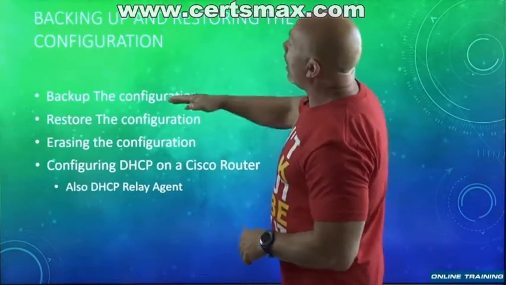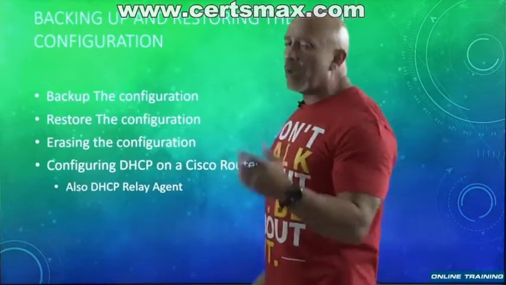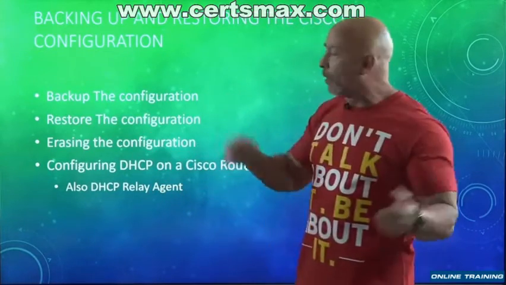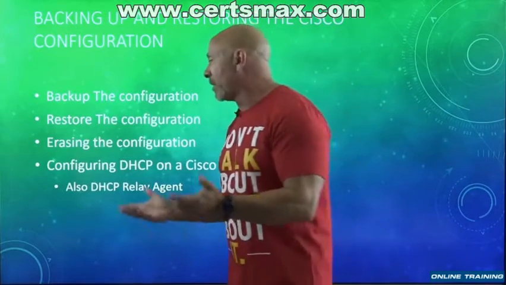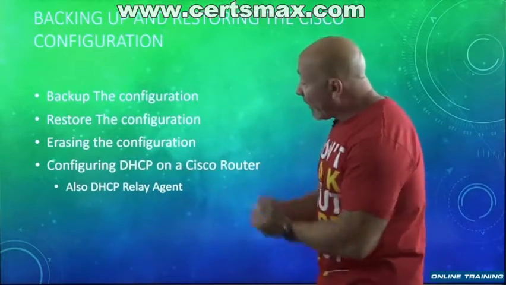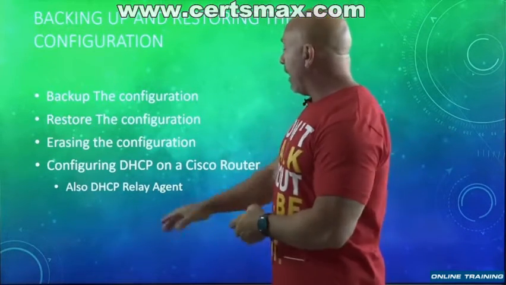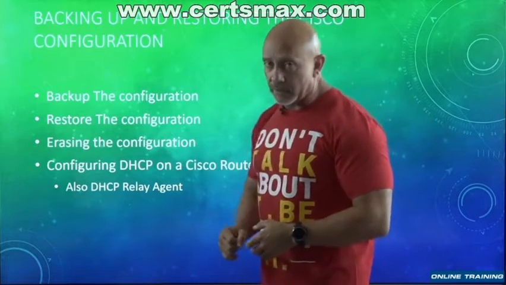All right, then we're going to get into backing up and restoring. I know we've done this. We're going to go into a little bit more, not too much detail, but we'll do some more backing up and restore, erasing the configuration. I'll show you how to do that both on the switch and the router. Very simple to do. And we're going to configure DHCP and a DHCP relay agent right on the router. We'll do that, okay? You'll learn how to configure DHCP and DHCP relay agent, okay?